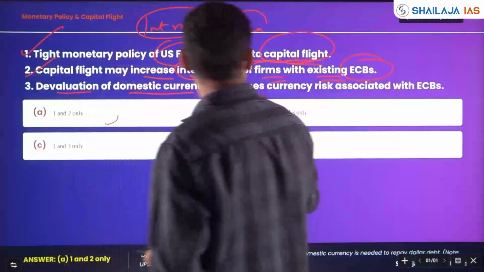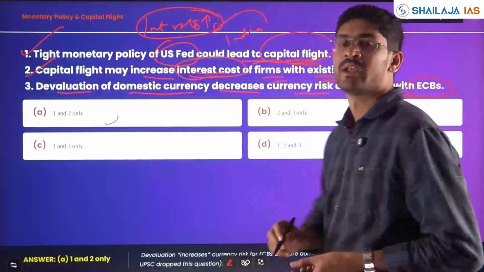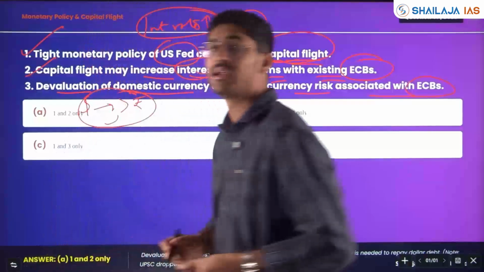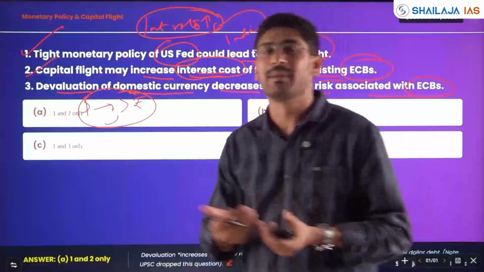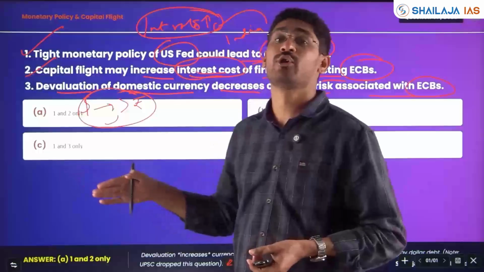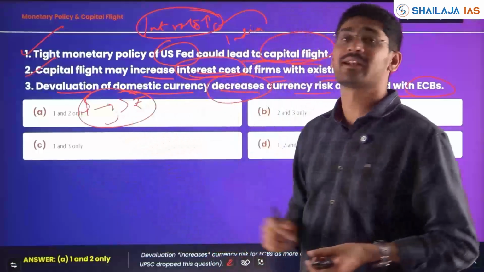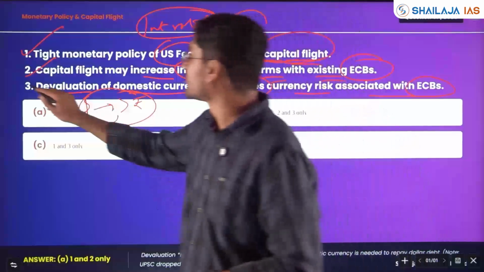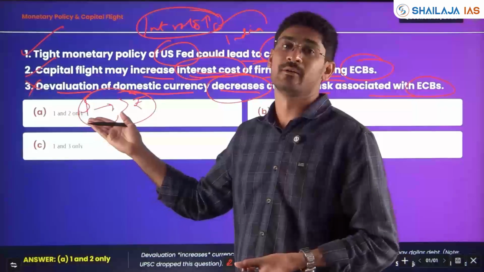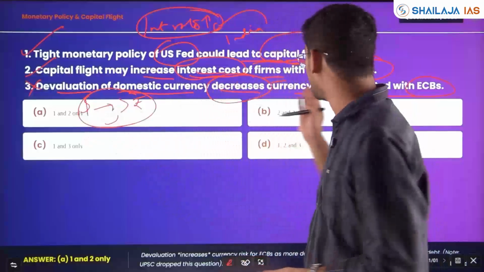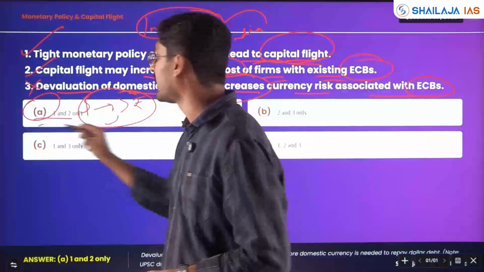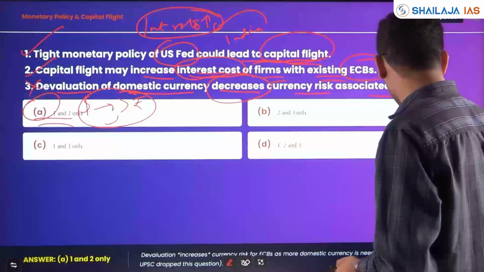Devaluation of a domestic currency decreases the currency risk associated with ECBs. What is devaluation? For every dollar, you are giving more rupees. If it was 88, the rupee was devalued, it became 90 rupees. Then if you have taken a loan externally for $1, if you took 88 rupees, now you have to give back 90 rupees. Does it decrease the currency risk or increase it? Here, devaluation of the domestic currency will increase the currency risk, because for every dollar he has taken, he has to pay back more rupees now. If any company, organization or bank has borrowed from an external source, then it has to pay back more money. So two pairs are right and the third statement is wrong. Two pairs only, 1 and 2.